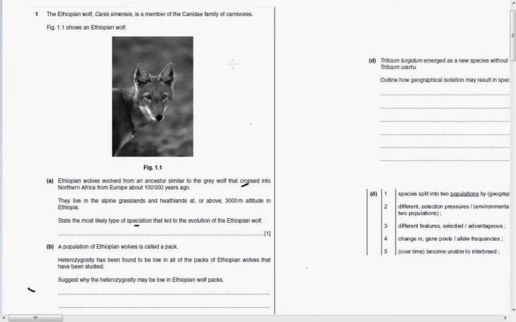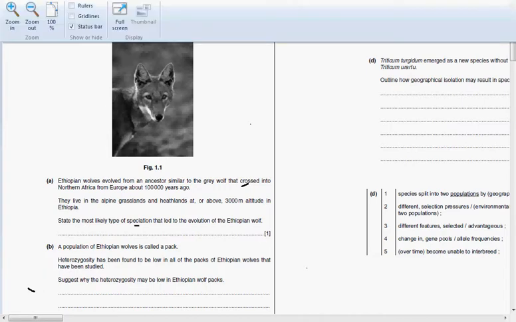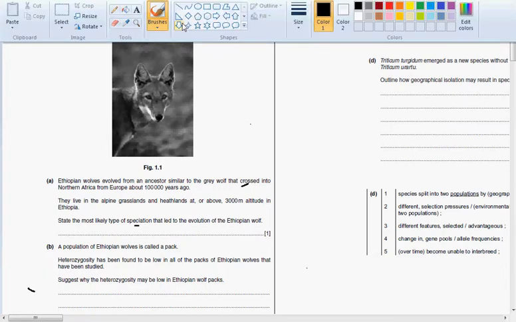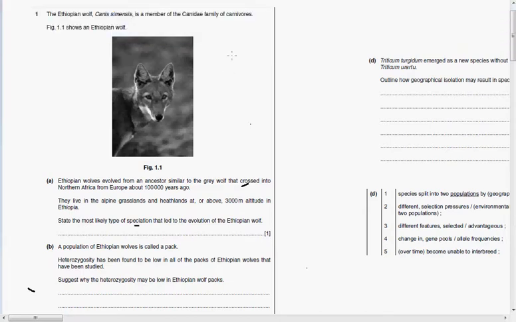There is allopatric, and there is sympatric.